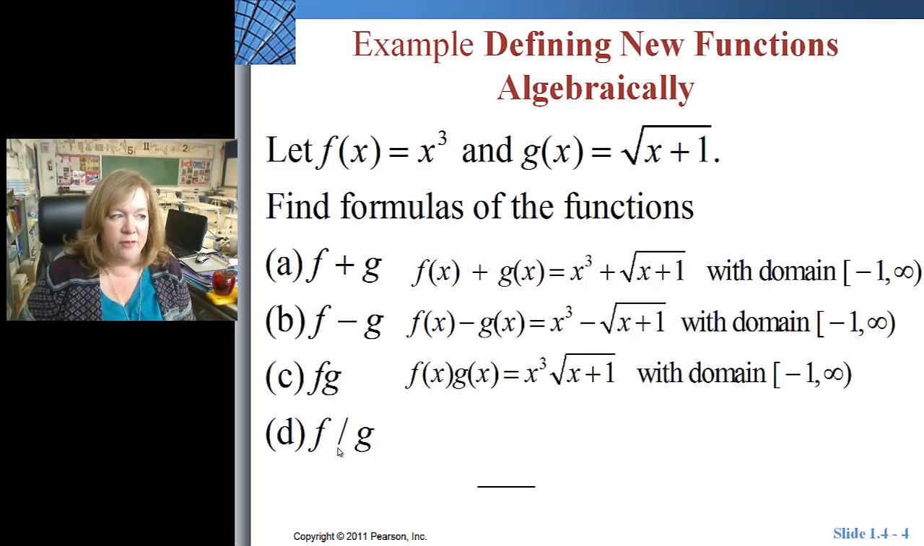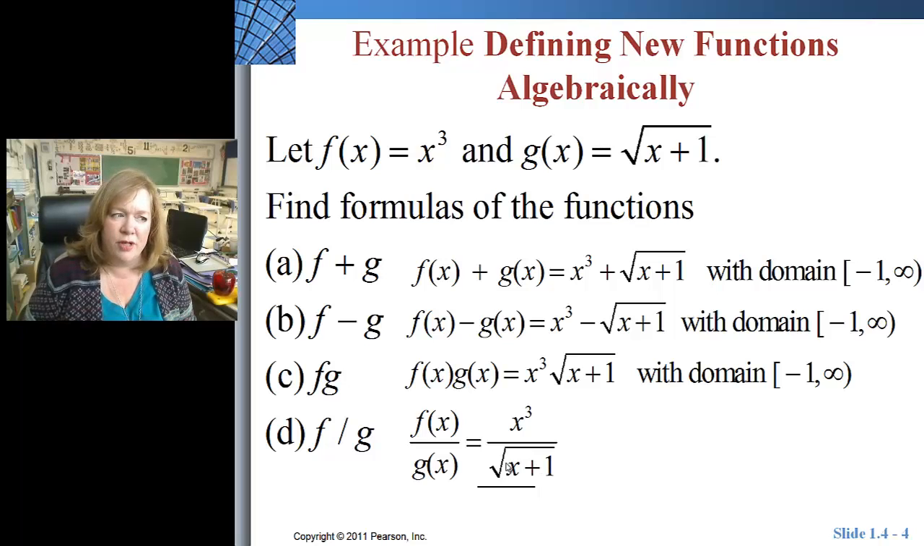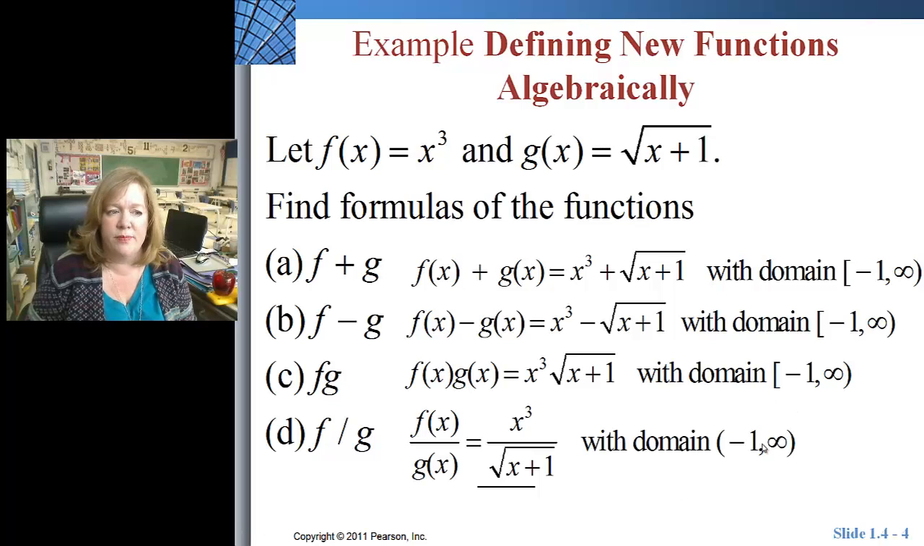Quotient one you have to be careful with. F over g, we'd have f of x over g of x, so we're going to take x cubed divided by square root of x plus 1. In this case, you cannot have a 0 in the denominator, so our domain is going to change a little bit. It should have a rounded parenthesis around the -1. So with domain -1 to positive infinity. That's all there is to it, so don't make it more complicated than it is.